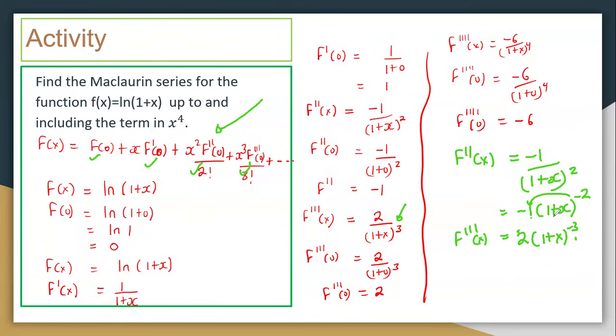You differentiate what is inside, you get 1. Are you seeing this part? Yes. So at the end of the day, you have 2 into 1 plus x power negative 3, which is the same as 2 out of 1 plus x, everything power 3.